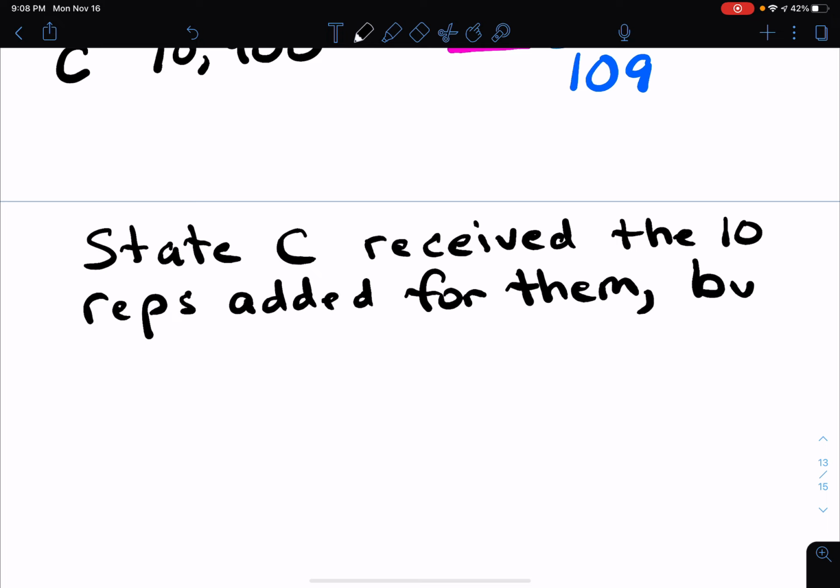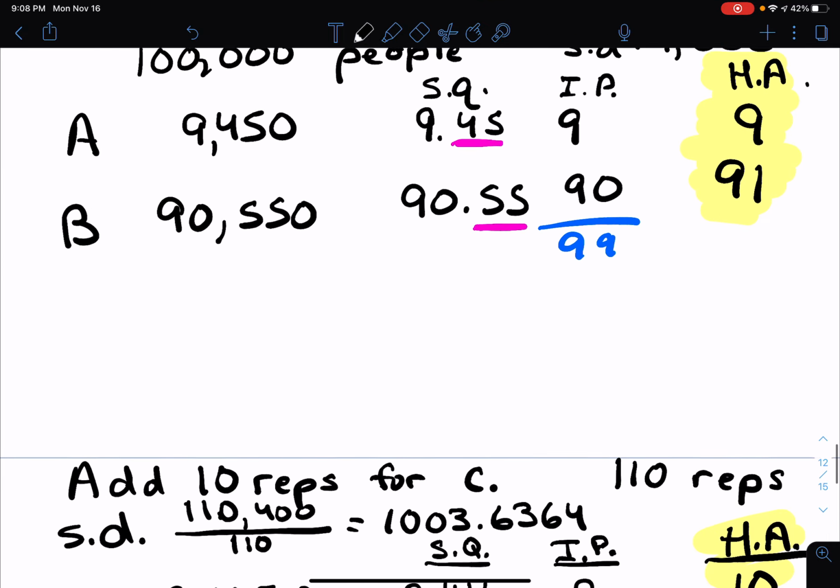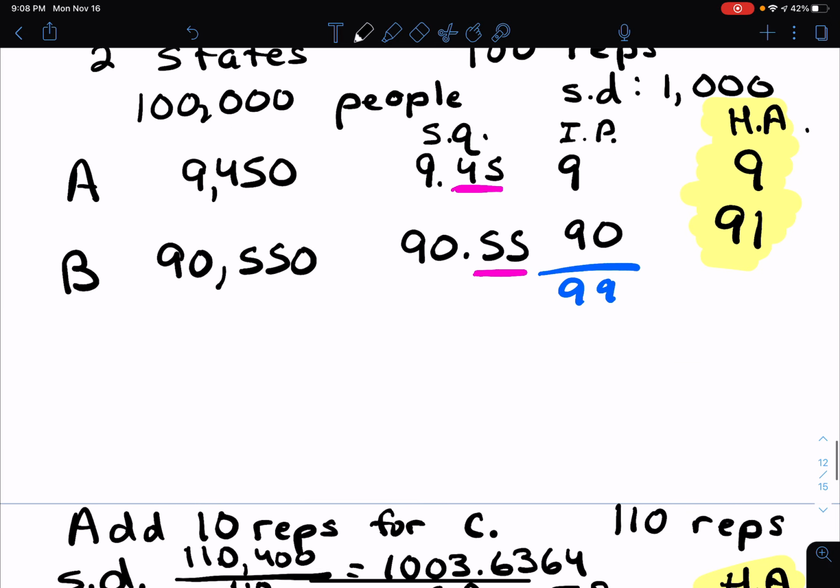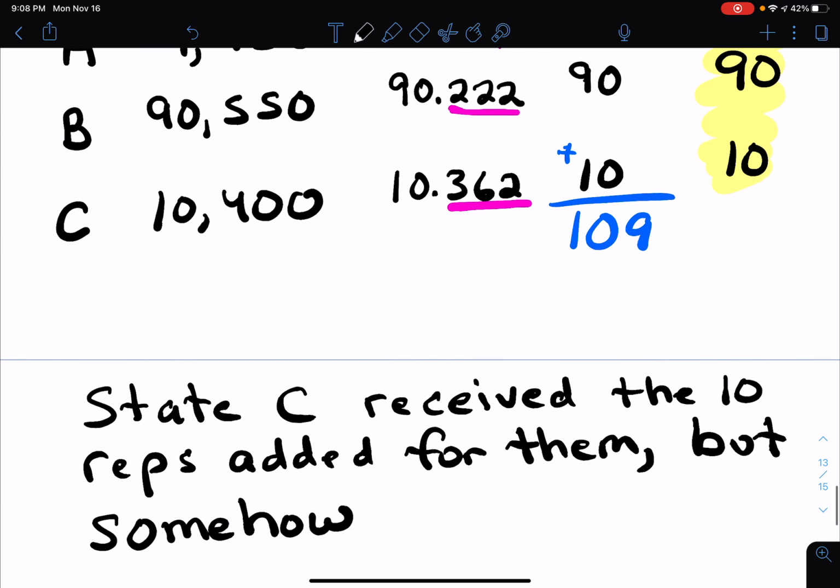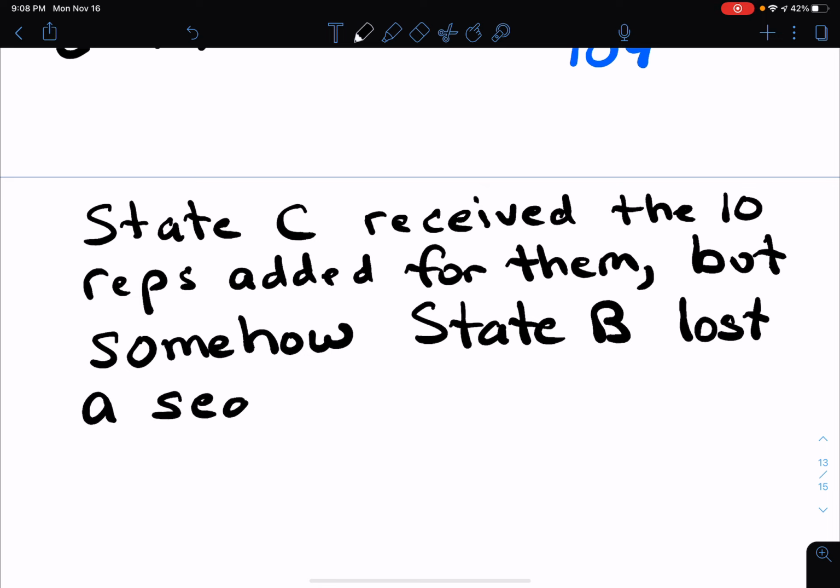But somehow, again, state A gained a seat, state B lost a seat. State A went up to 10, state B went down. Somehow state B lost a seat to state A. I feel like I said that wrong earlier. I don't remember now. Sorry if I did.